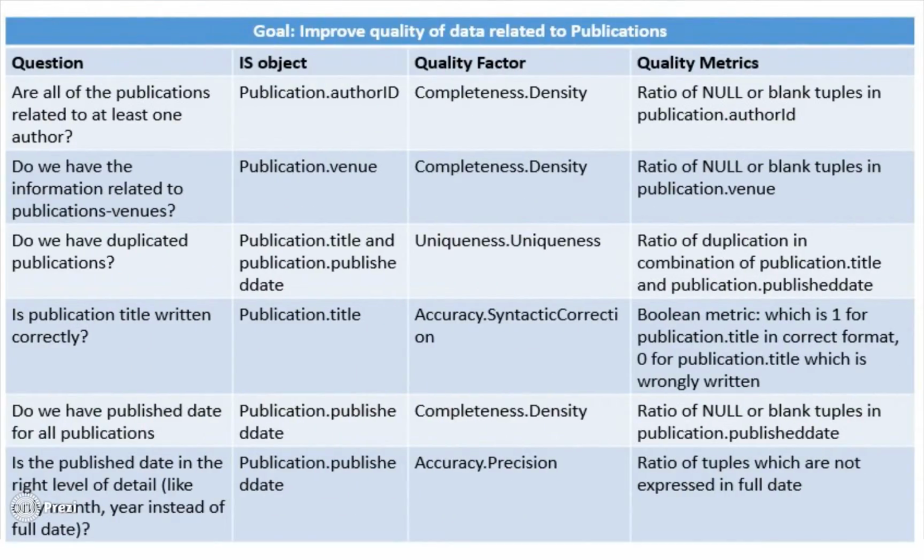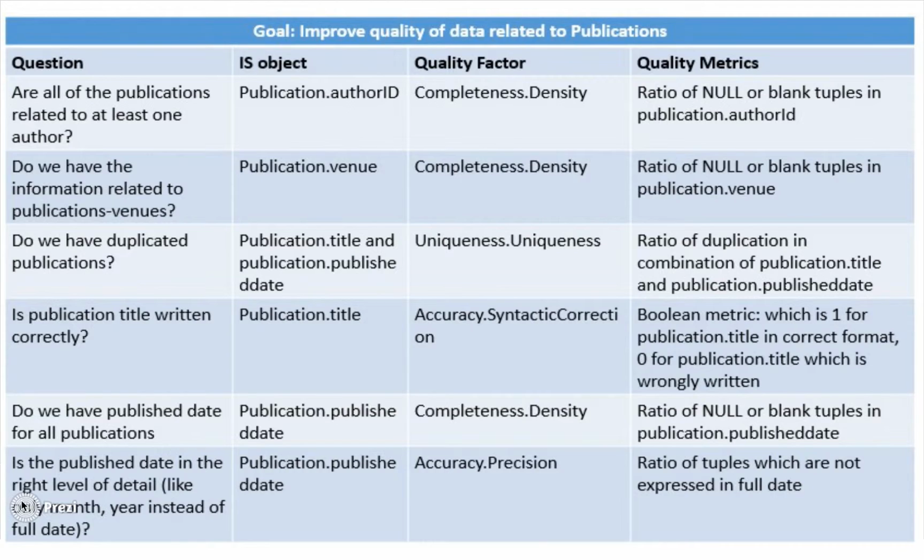The next goal is the publication. We will focus on the author ID, the venue, the title, and the published date of the publication. For example, we will define some questions like, do we have duplicated publications, or is the publication written correctly, like before when we defined them with the authors.